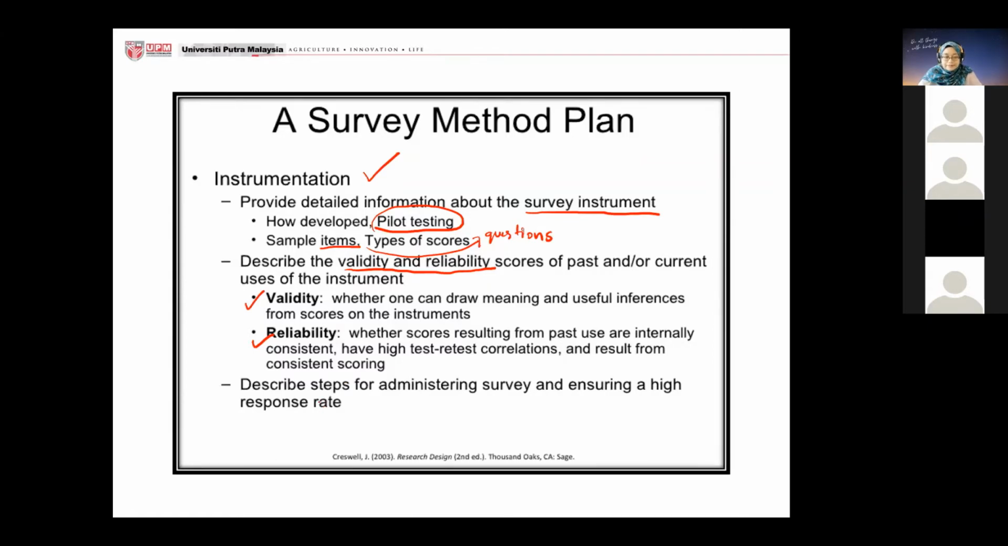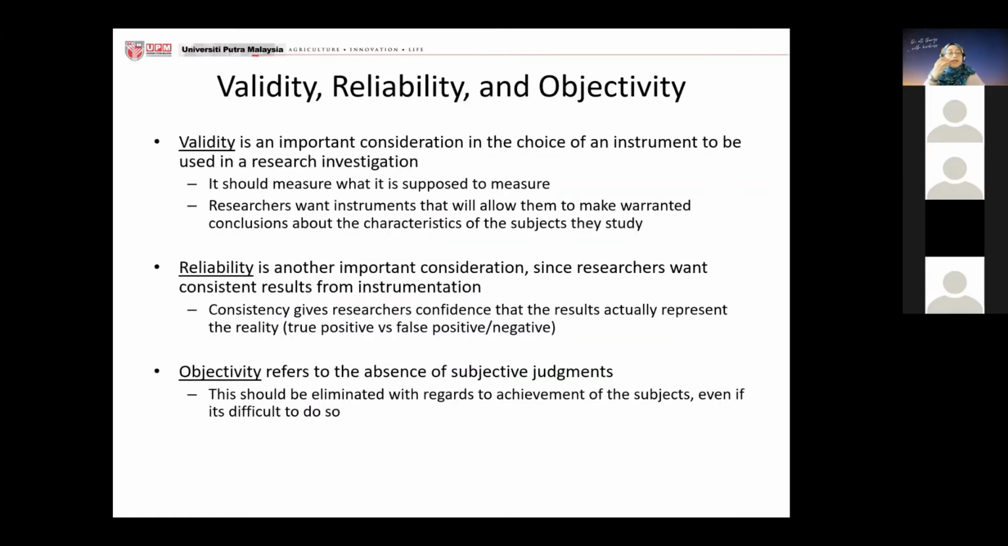So next, what is validity? What is reliability? And in addition, objectivity. So validity is actually you are saying that your instrument is measuring what it is supposed to measure. It's a bit different than reliability, because when we talk about reliability, it's about consistency.